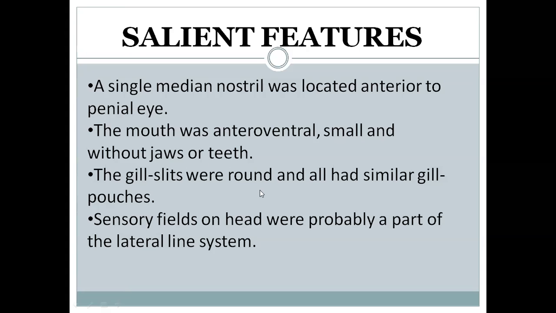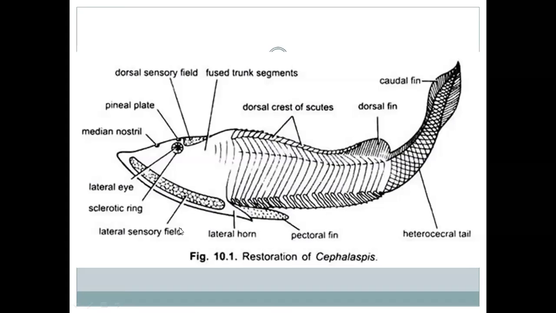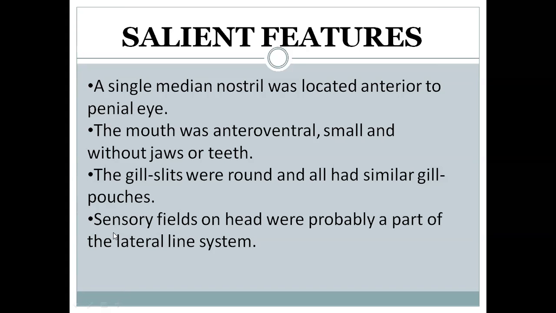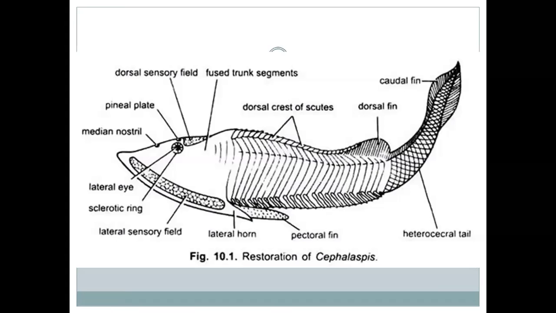The gill slits were round in shape, and these gill slits had gill pouches similar to present-day fishes. And sensory fields on the head were probably part of the lateral line system. They possessed some sensory fields on their heads, and present-day fishes have a lateral line system. In the same way that the lateral line system helps these organisms, the sensory fields present on the heads of those ostracoderms also served the same purpose. So this is the typical Cephalaspis ostracoderm.